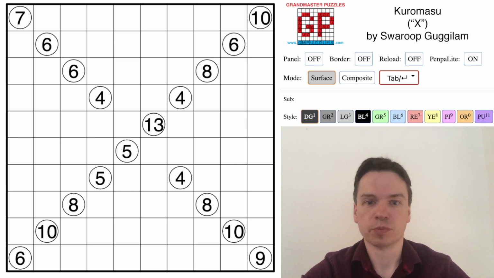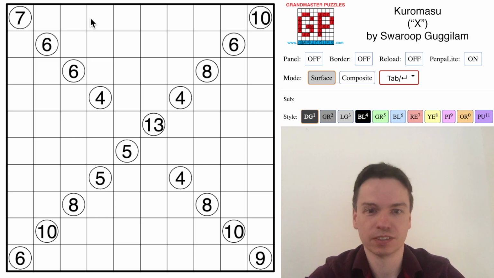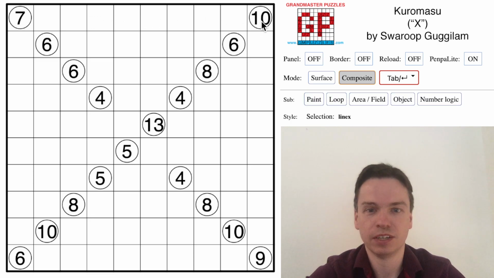We're here to solve this Kuromasu by Swaroop called X. And just looking at this clue pattern, this is vaguely reminiscent of cave type logic. Actually, these two styles have a lot in common. I'm looking at clues like this 10 and 7 in the same row and saying they can't connect, and that means the 10 can take as many as 8 in that row. And if I come through and draw the line, it means I need to take at least 2 vertically.